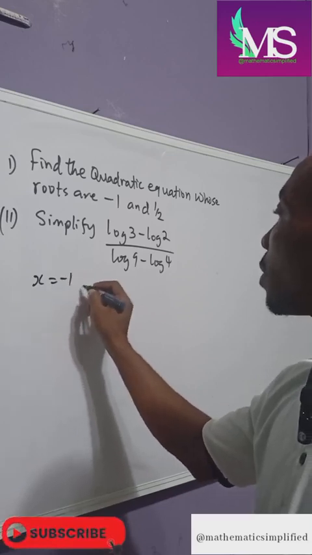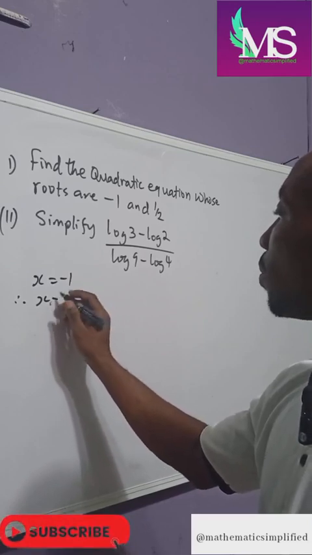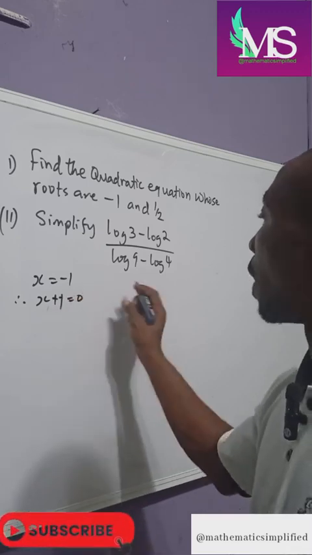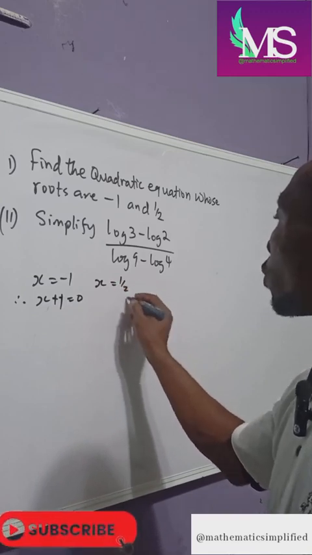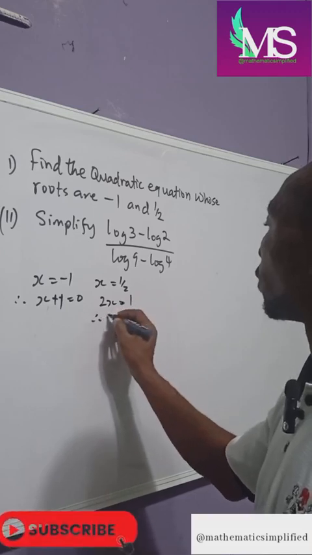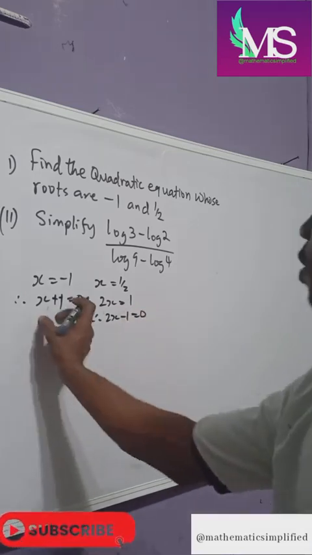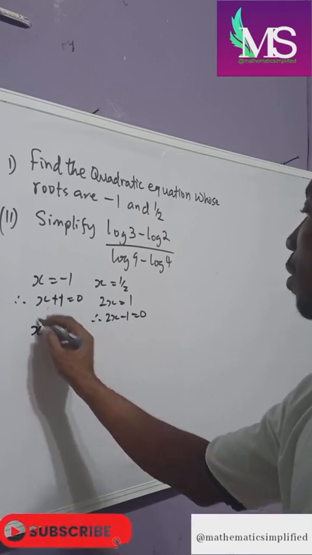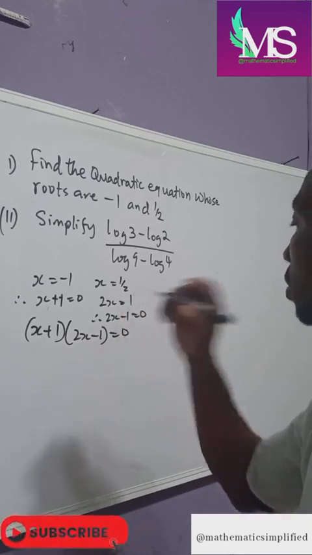-1. Alright, so therefore x plus 1 equals 0, and the second one is x equals half, so if you cross multiply it, 2x equals 1, therefore 2x minus 1 equals 0. Now bringing these two terms together, we have it as (x plus 1)(2x minus 1) equals 0.